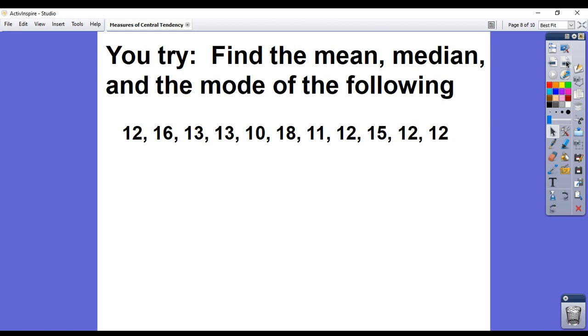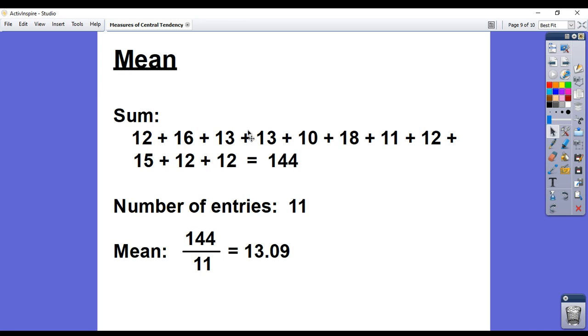Okay, let's see how you did. The mean, when adding up all the numbers, was 144. There were 11 entries. 144 divided by 11 is 13.09.